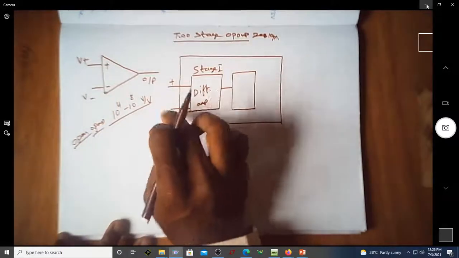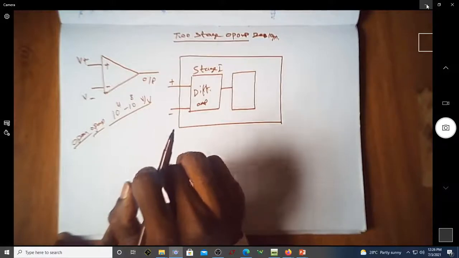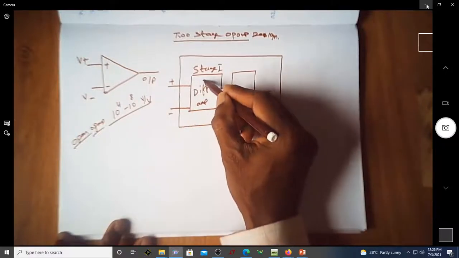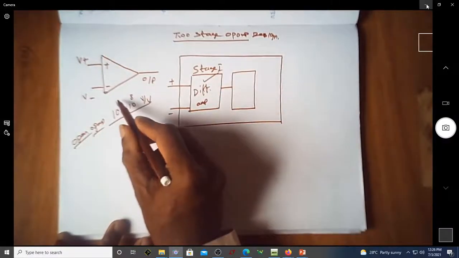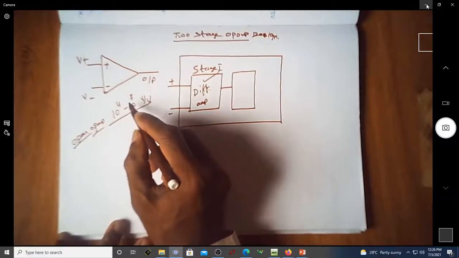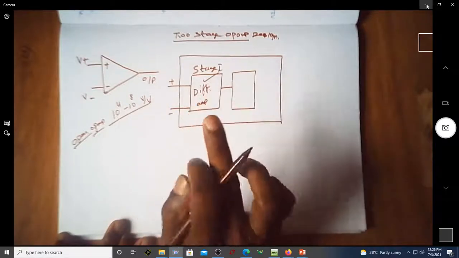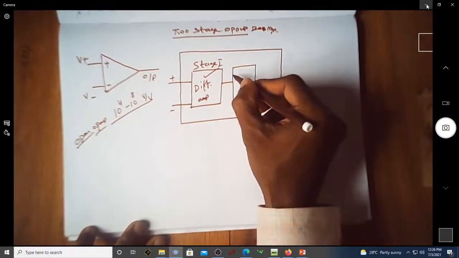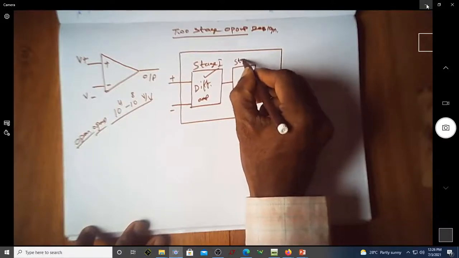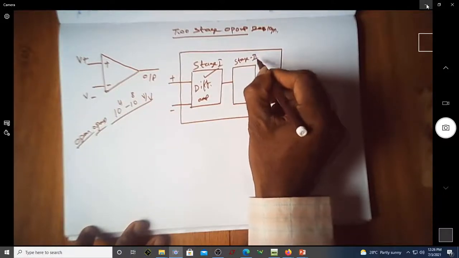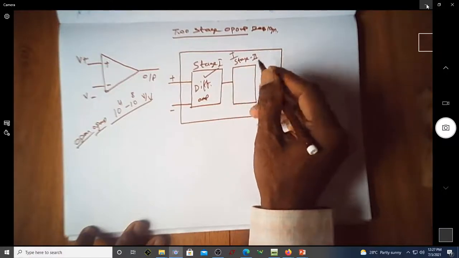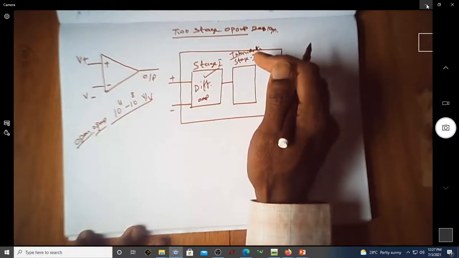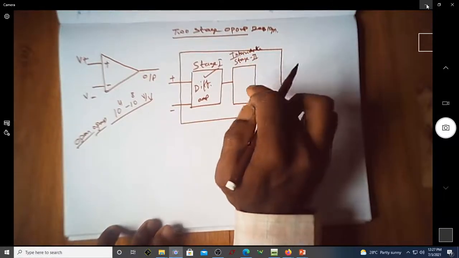But one of the important parameters of this op-amp, which should accept the differential input, will certainly be fulfilled by this differential amplifier. But the gain of 10 power 4 to 10 power 8 may not be possible with a single differential amplifier. So we are going to have intermediate stages. This is stage 2, or you can simply call it intermediate stages. These intermediate stages can be a single stage, or you can have multi-stage amplifiers.